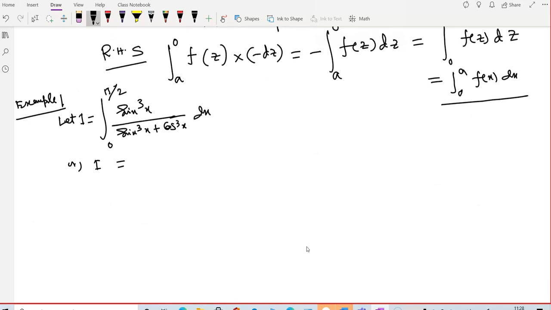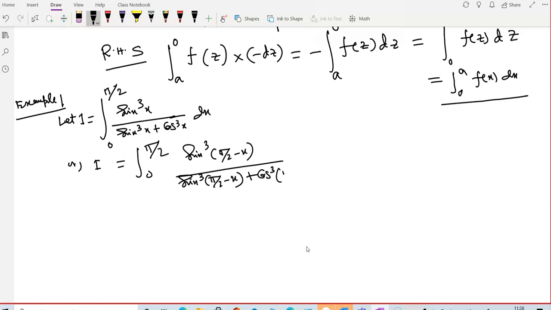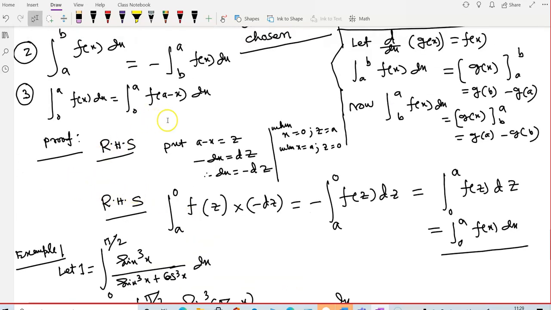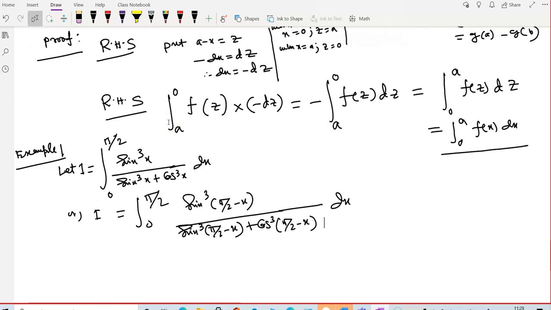I equal to the integral from 0 to pi by 2 of sin³(pi by 2 minus x) by sin³(pi by 2 minus x) plus cos³(pi by 2 minus x). I think all of you understand, because the property I told you to keep in your mind is that ∫₀ᵃ f(x) dx is ∫₀ᵃ f(a − x) dx. See what happened there by writing this.